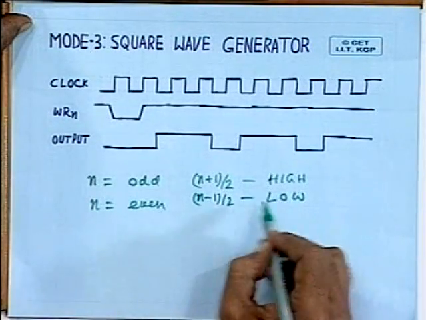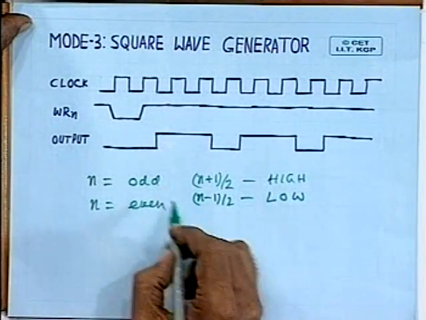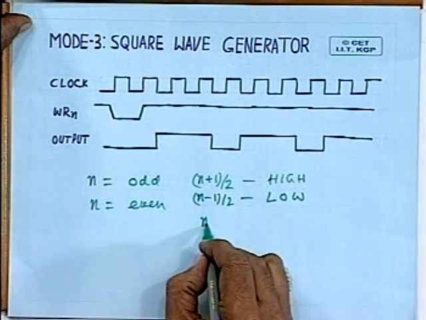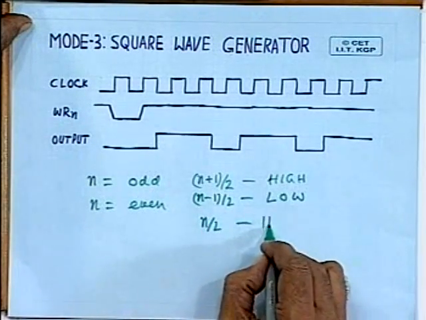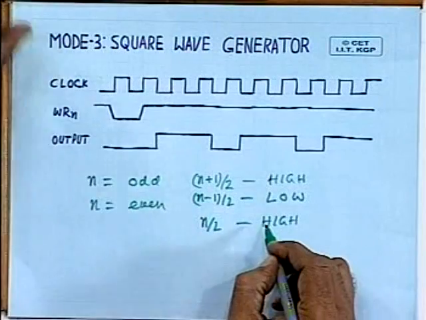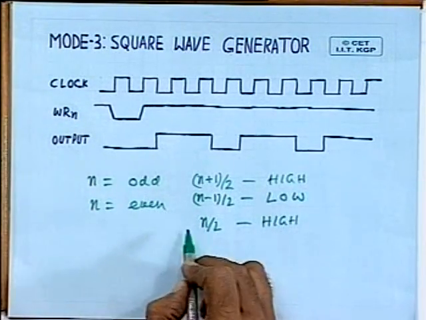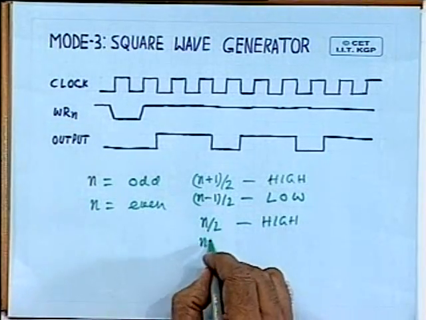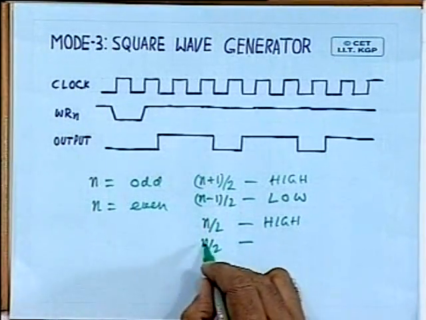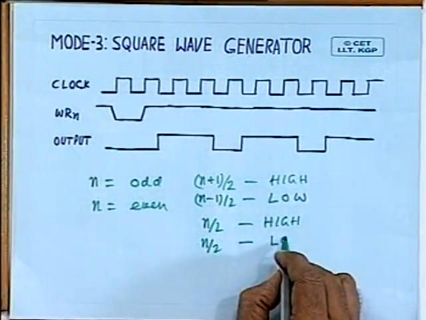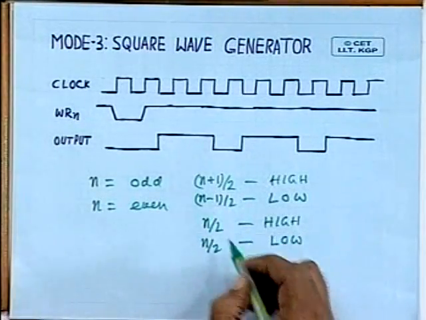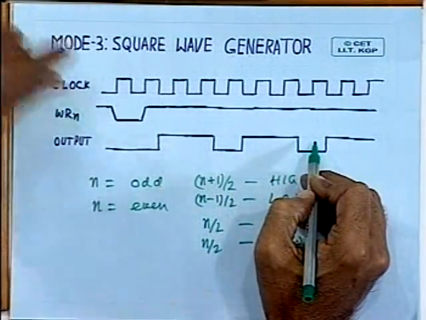So this is in case of odd. In case of even, of course, it is n by 2 that it remains high. That means you will get a square wave whenever the value of n that you write is even, and again for n minus n by 2 duration it remains low. So that is explained in this diagram.